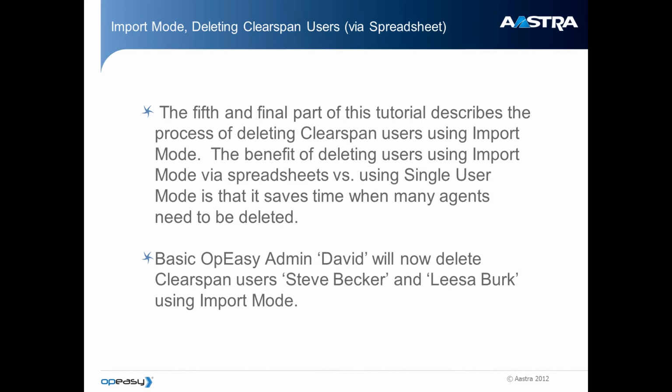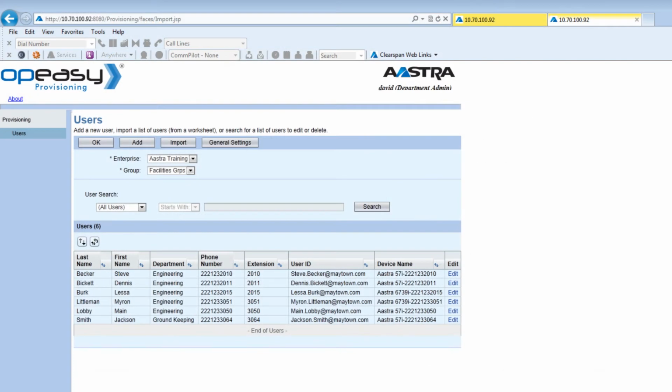In this example, basic OpEasy administrator David will now delete Clearspan users Steve Becker and Lisa Burke using the import mode. To illustrate this process, the basic OpEasy administrator is on the user screen and has performed a search to see all the users as shown here. Note that Steve and Lisa appear within the list. By selecting the import button to begin the delete user process, you will then be presented with the following screen.